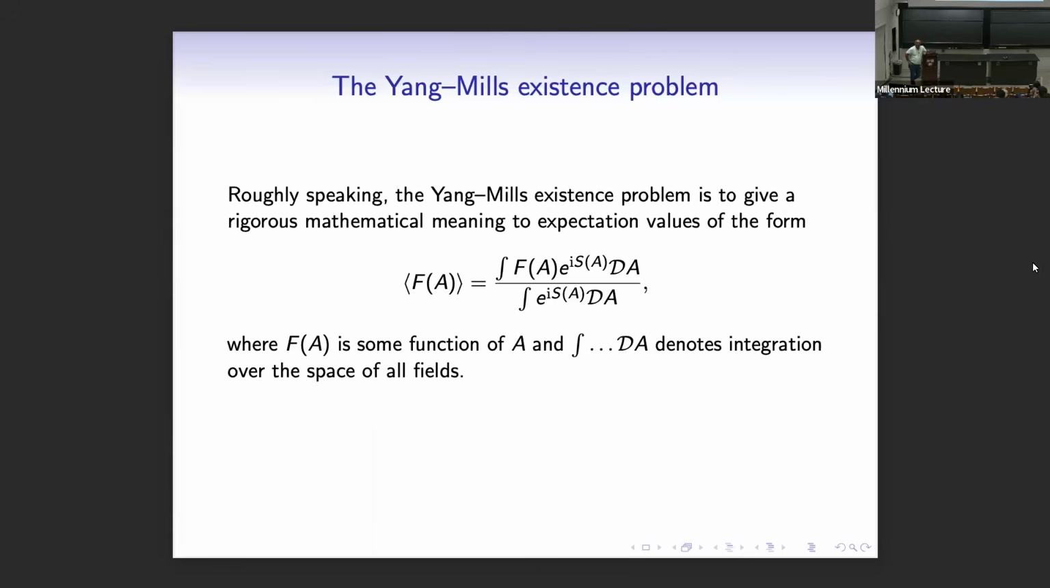And the question is to give a meaning to this thing and to do some calculations. Physicists can do some perturbative calculations, and whatever you define, you should be able to get those calculations out of your theory, okay? And as I said, I'll now discuss a more precise version of the question. So this is a very rough version of the question. Everything clear so far?